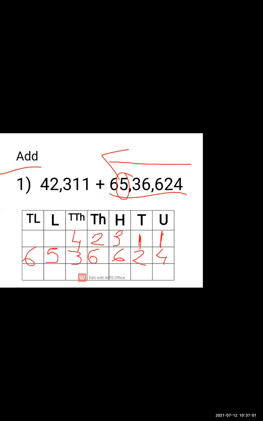Okay, understood? Put your plus sign. Here it is a plus sign, so you have to give it here also. Like this, you can also write from the last, that is from the right side number. Okay, now you have to solve this.